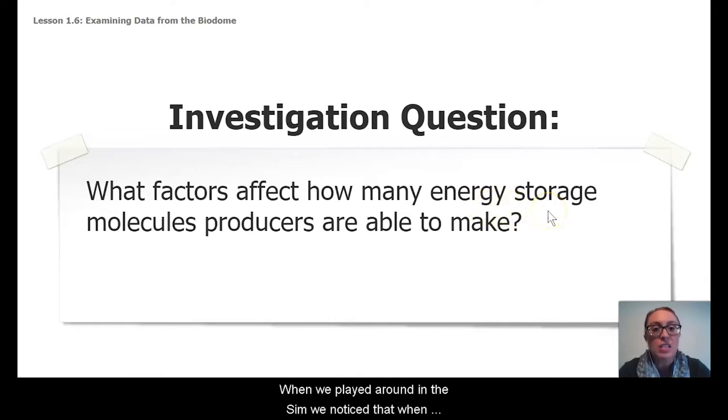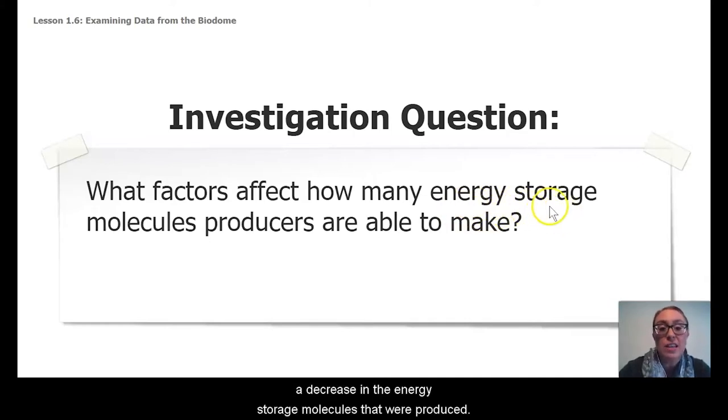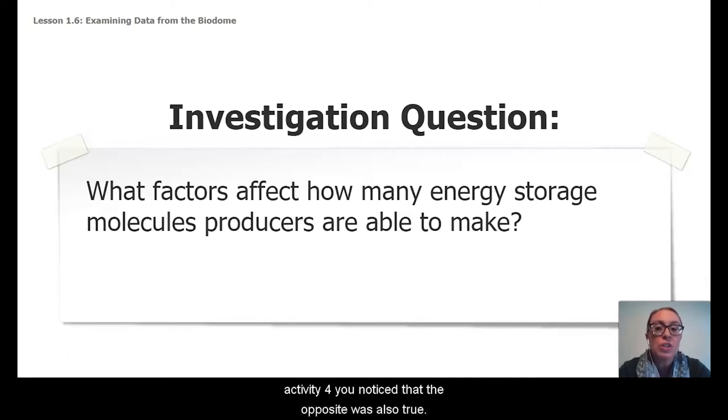When we played around in the sim, we noticed that when I decreased sunlight or decreased the amount of carbon dioxide in the atmosphere, that created a decrease in the energy storage molecules that were produced. And if you were able to do the optional sim challenge in activity 4, you noticed that the opposite was also true. If I were to increase the amount of sunlight or increase the amount of available carbon dioxide, my energy storage molecules as a result of photosynthesis also increased.